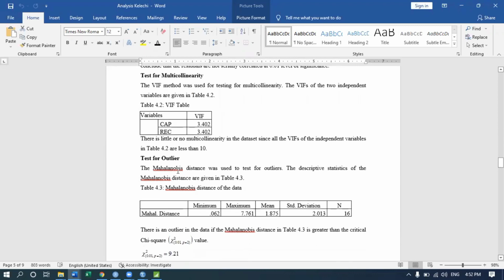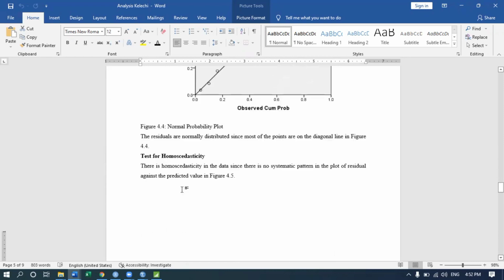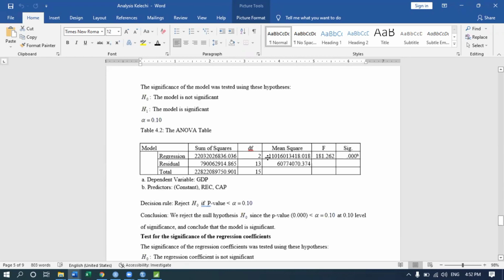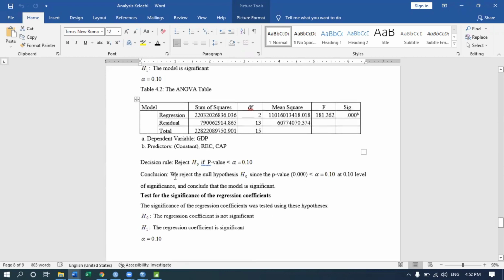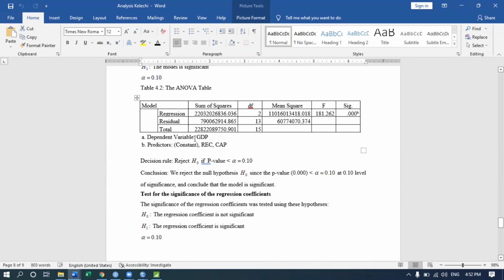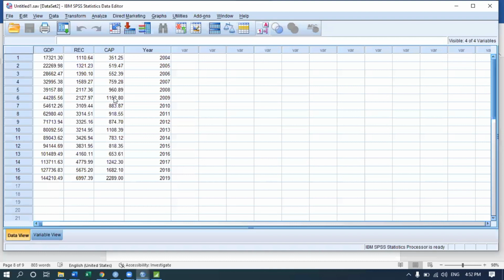The dependent variable, I'm trying to look for the dependent variable. So I will just interpret it, then send this. Use this to explain it. I will not write anything. Dependent variable: GDP. Okay, so now this is a regression analysis. The dependent variable here is GDP, while the independent variables are rec and cap.